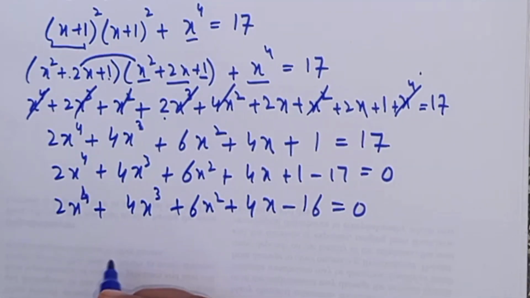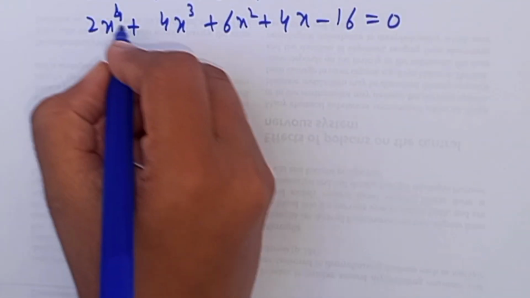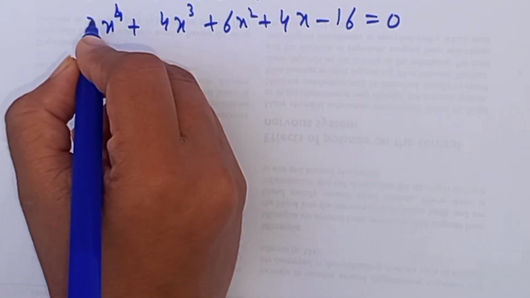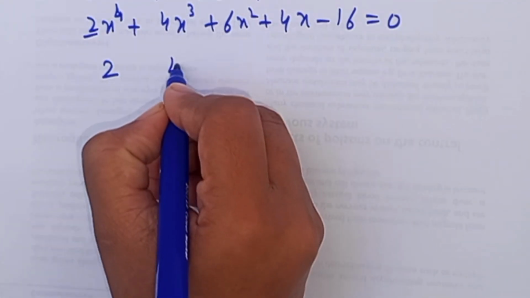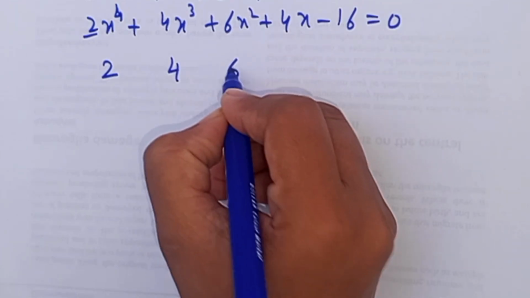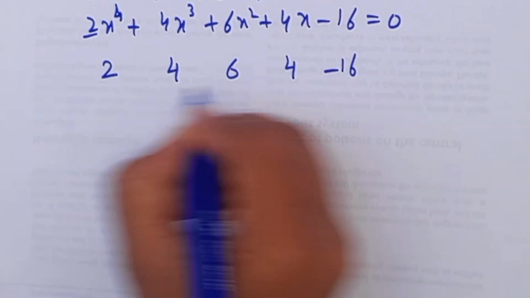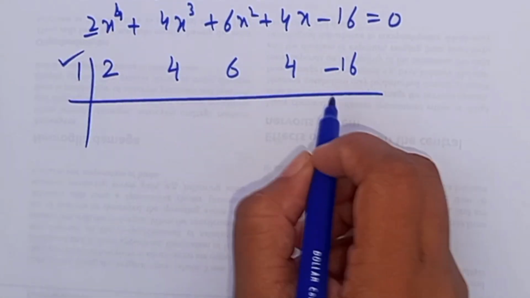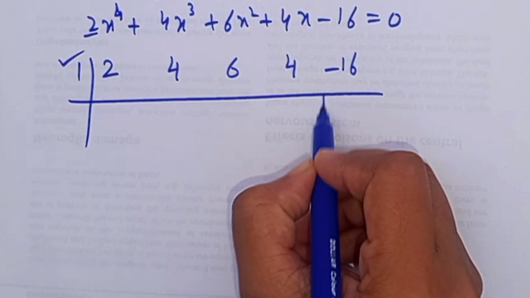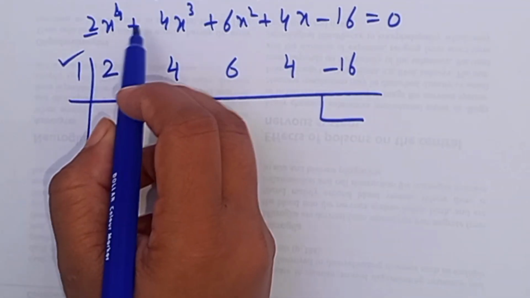Now in the next step, we use synthetic division on the above equation. Look at the coefficient of x^4 is 2. The coefficient of x^3 is 4. The coefficient of x^2 is 6. The coefficient of x is 4 and the constant is minus 16. We put 1 here, and in synthetic division the remainder must be 0 if 1 is a factor of the above equation.